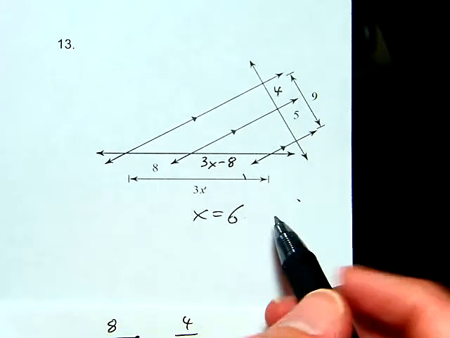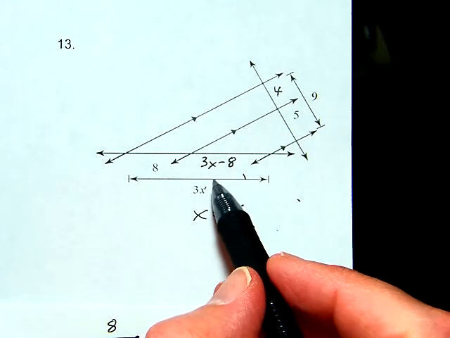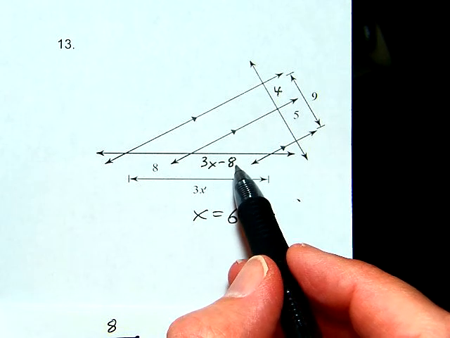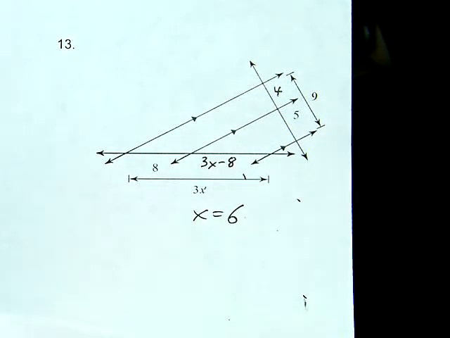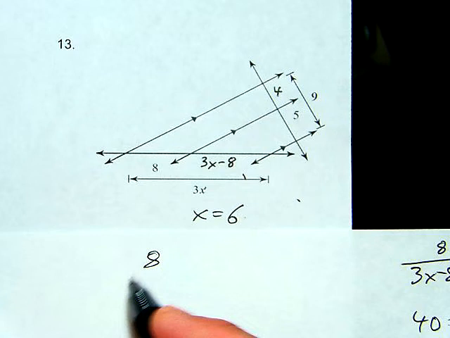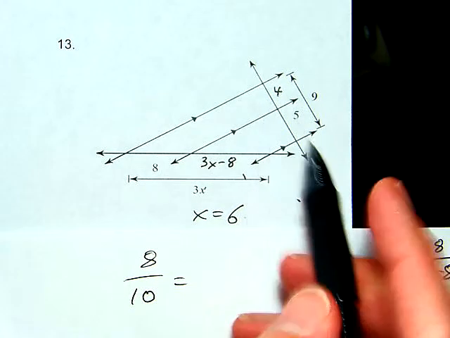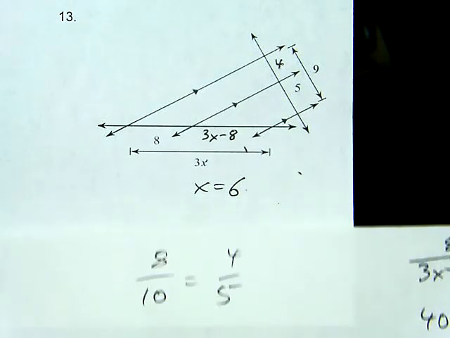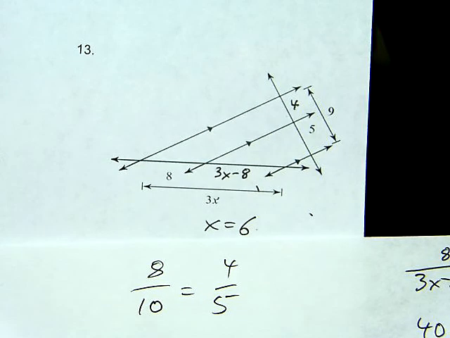Let's just double check it by plugging it in. 6 times 3 is 18 minus 8 would be 10. So this is saying that 8 is to 10 as 4 is to 5. And I hope you see that is definitely true. So that is how we go ahead and solve the parallel proportionality and the triangle proportionality problems.